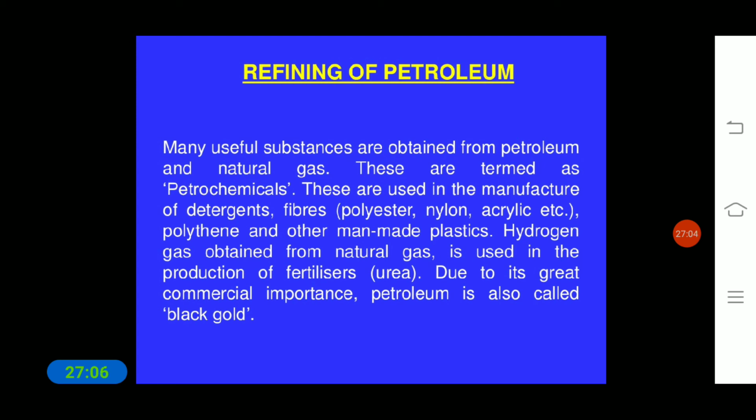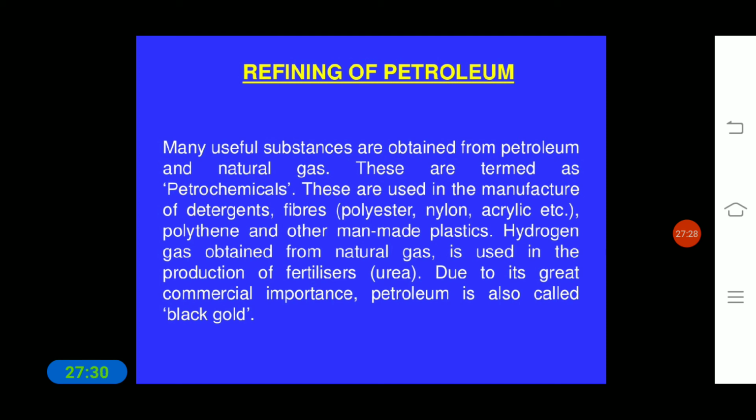About this you have already studied in the synthetic fibers lesson. The petrochemicals are used in making polythenes and other man-made plastics. Hydrogen gas is obtained from natural gas, and it is used in the production of fertilizers, that is urea.